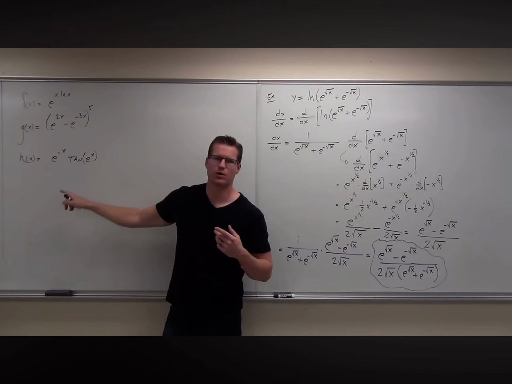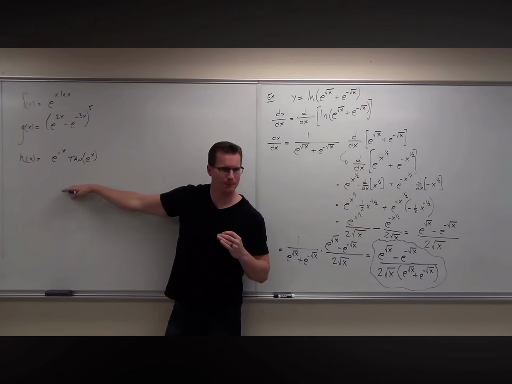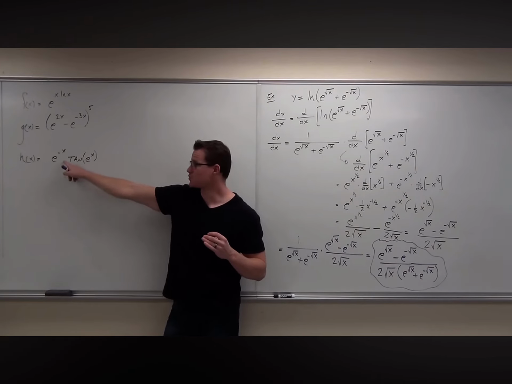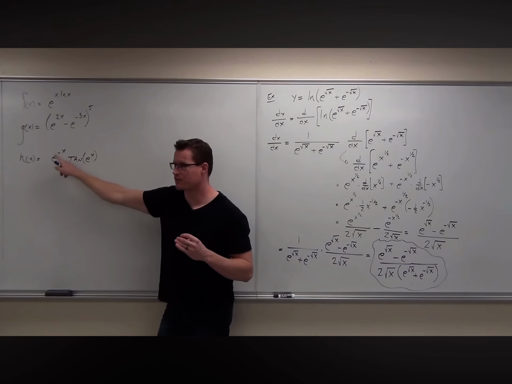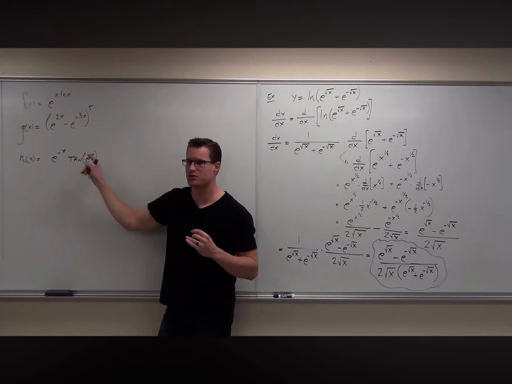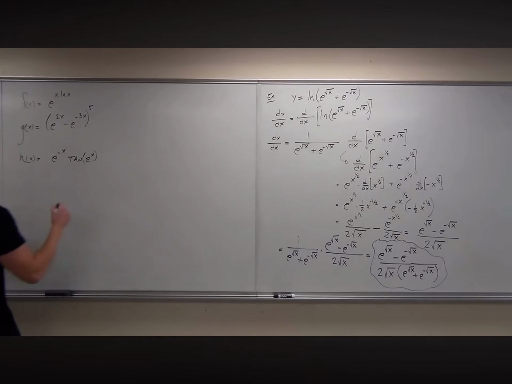Here, oh, this is a good one. This is a nasty one. What's the first thing? Chain rule? No, product. Product rule here. So product rule, we'd have derivative of the first times the second, plus the first times the derivative of the second. If you want, let's see if I can do this real quick.